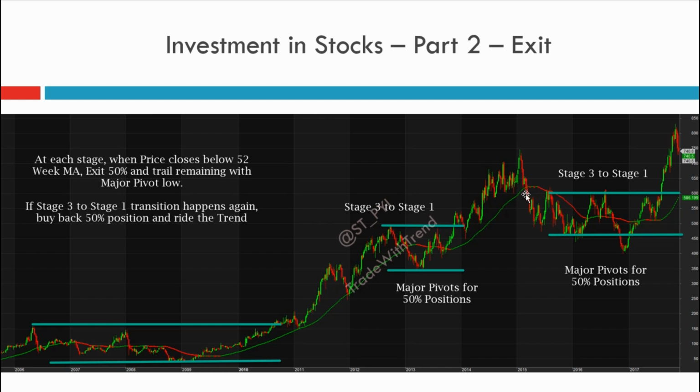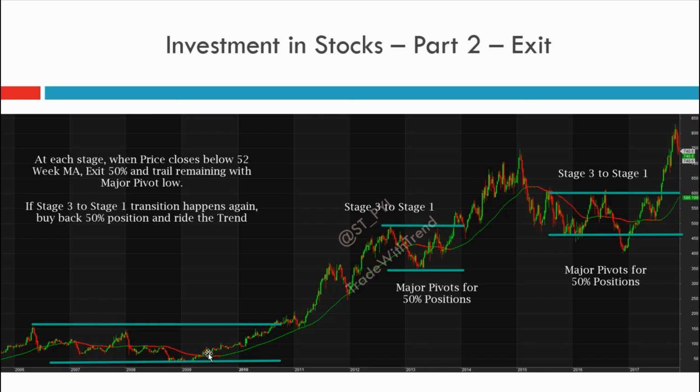Again, what has happened is the stock has breached below the 52-week moving average. We exit the 50% position here. Then we wait whether we get a proper breakdown or the stock again consolidates and then gives another breakout. Now, whatever positions you exited here, 50%, you again add it back here and then you again trail it. So this is a very simple method to do it.